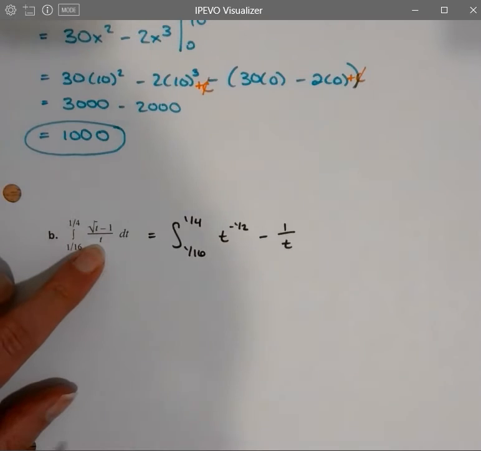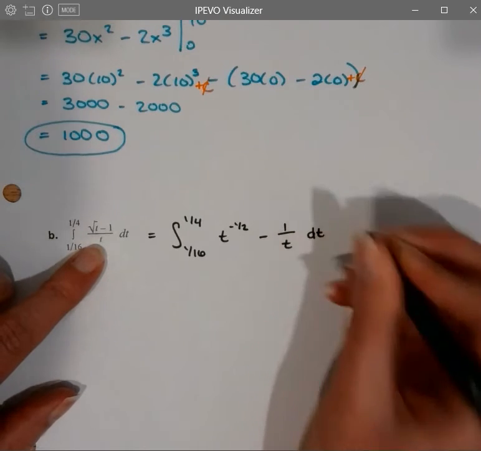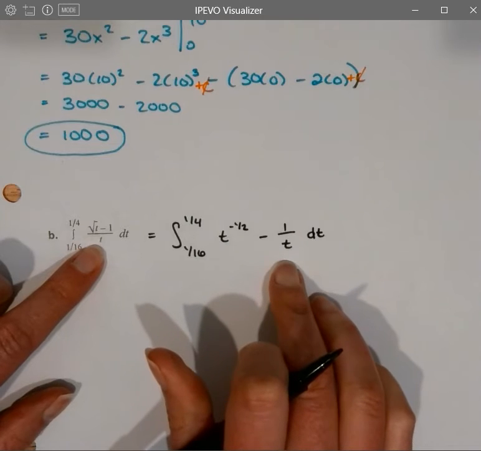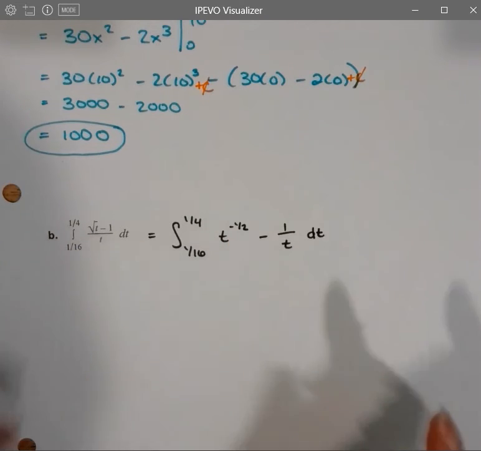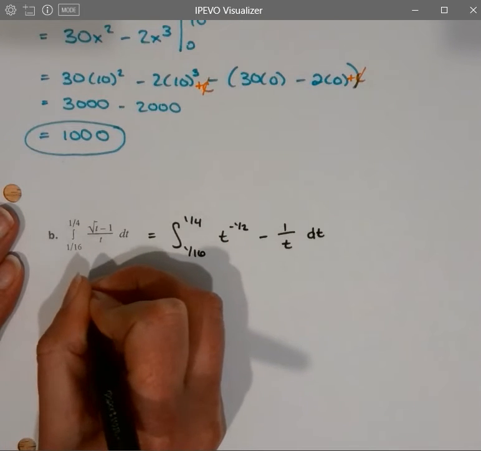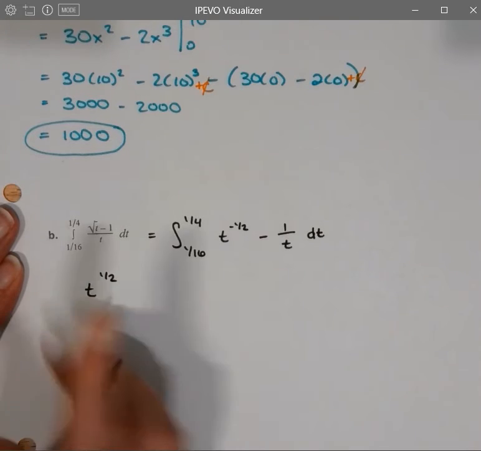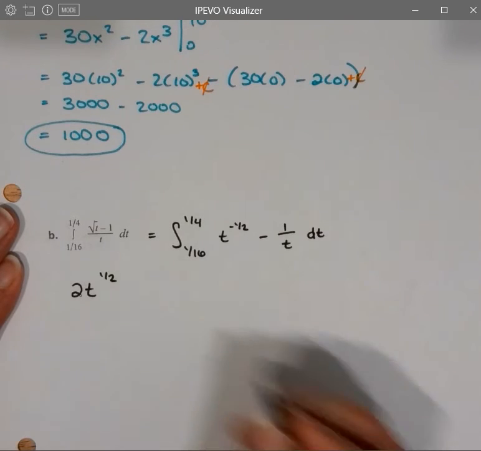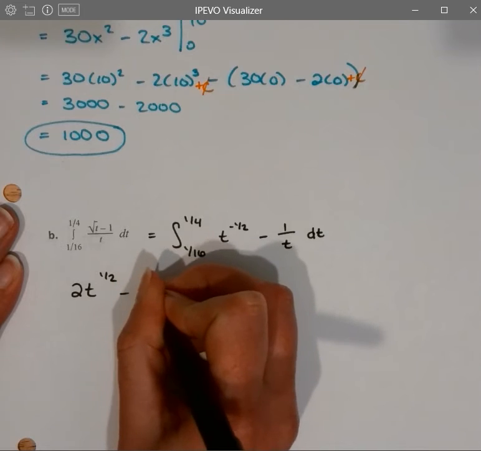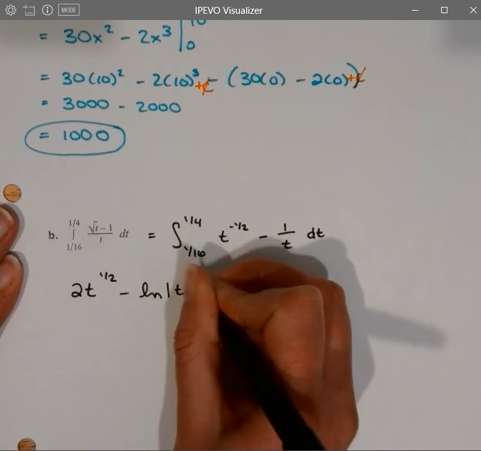I could write that as t to the negative 1, but I don't want to, because t to the negative 1 is not a power function. Instead, it's going to integrate into the natural log. So we'll use the power rule on the negative 1/2 power. So if I add 1 to that, it's going to be t to the positive 1/2 power divided by 1/2, which is multiplied by 2, minus the natural log of the absolute value of t, bounded.